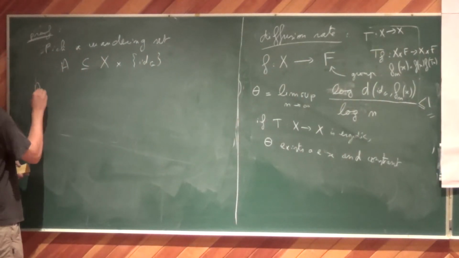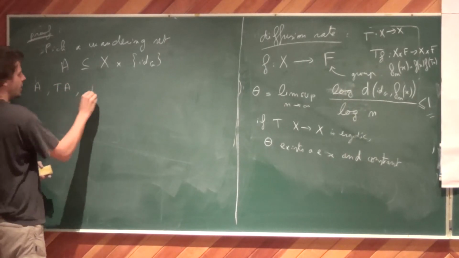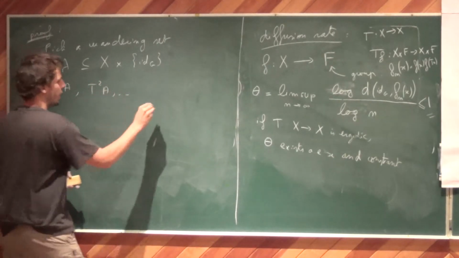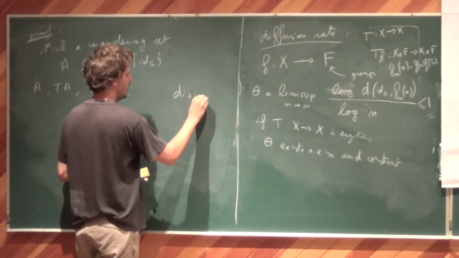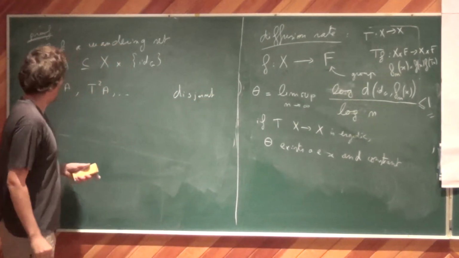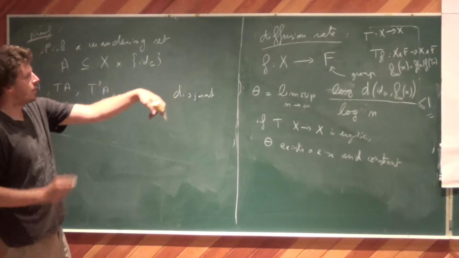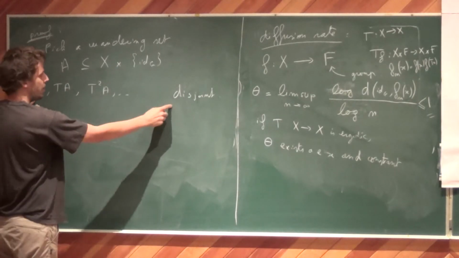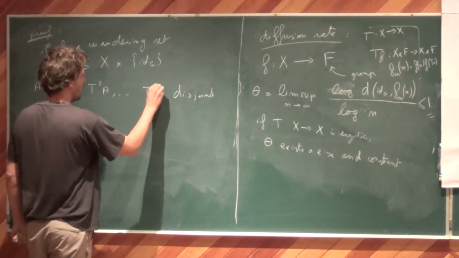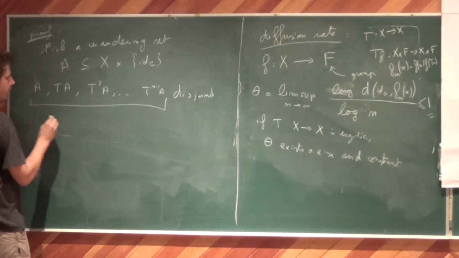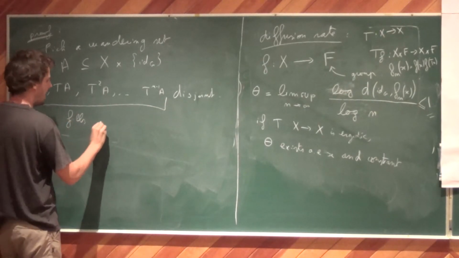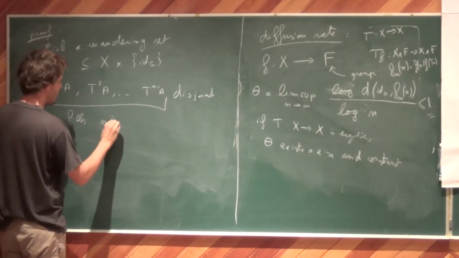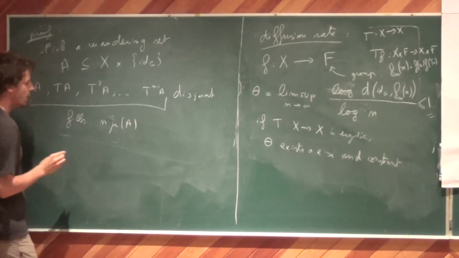when you iterate it, the copies are disjoint. So you consider A, T of A, T squared of A, and so on, and these are disjoint. And because I assume invertibility of my transformation, all of these have the same measure. So up to time n, this fills n times the measure of A.